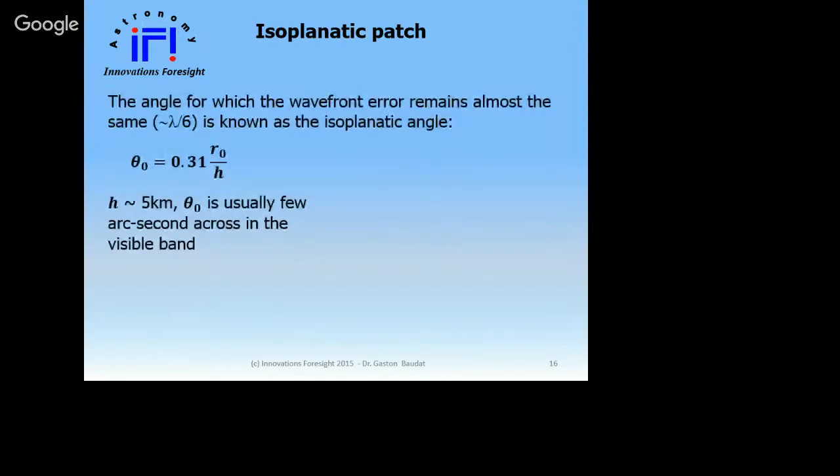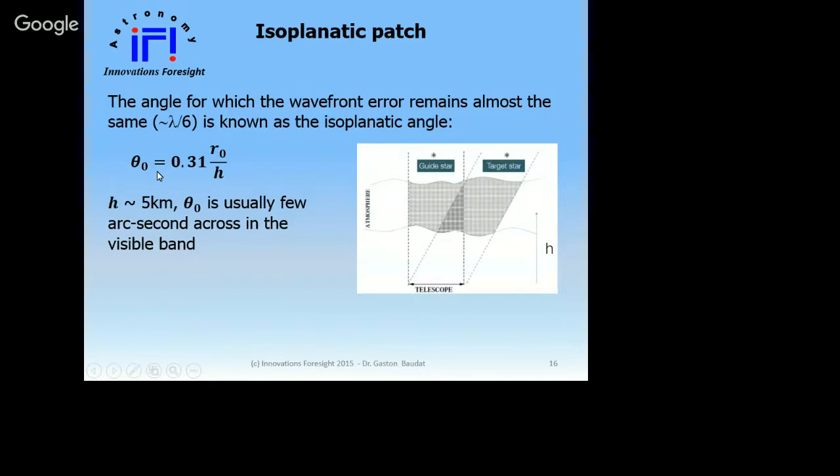This is the angle for which the wavefront error remains almost the same. Back to the same definition of 1 radian, the 6th of a wave. And this angle is defined as R0 over some h, and h is an average altitude. And this is an angle for which the light going through the atmosphere for 2 different objects will pretty much cross the same path.